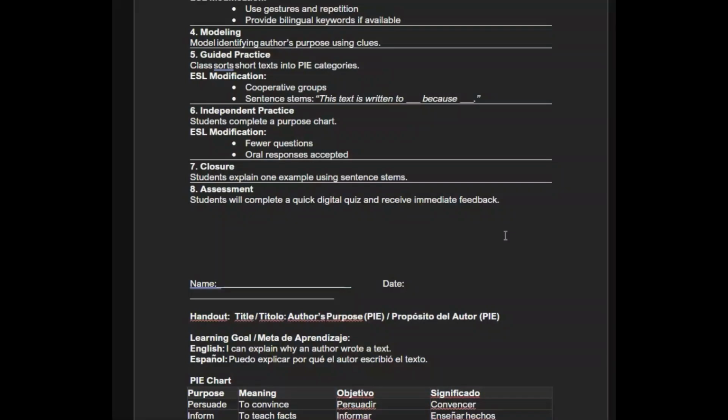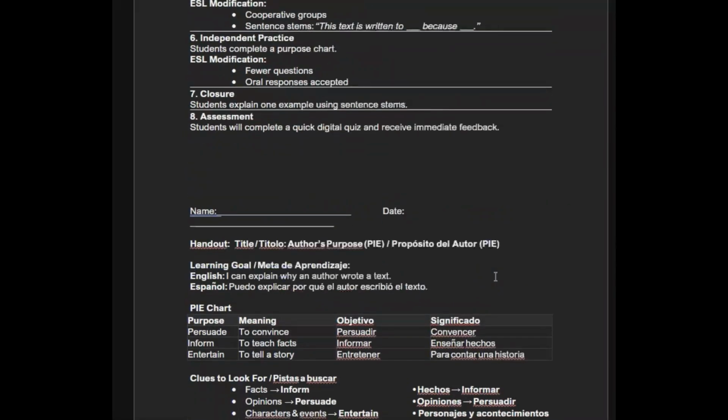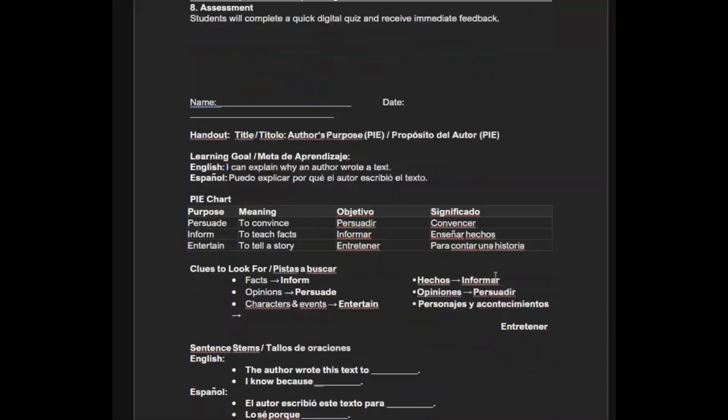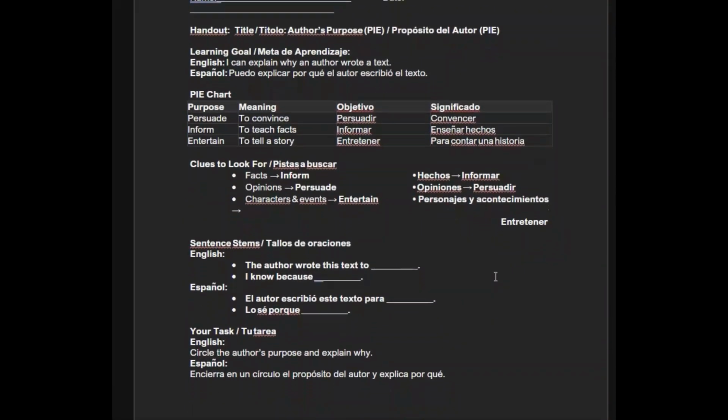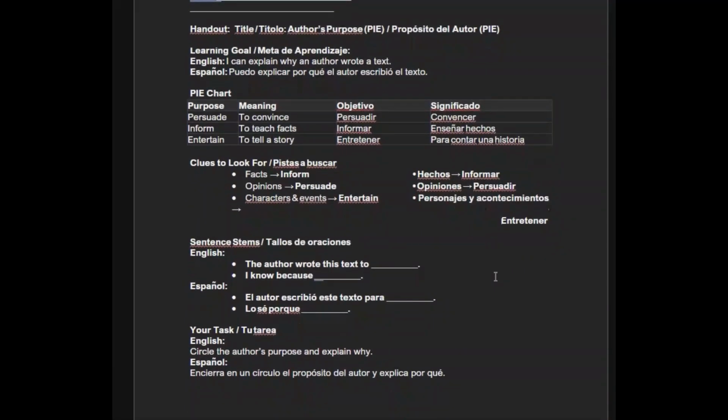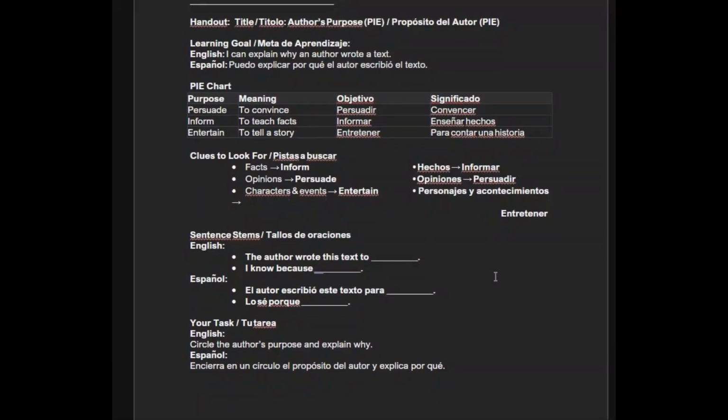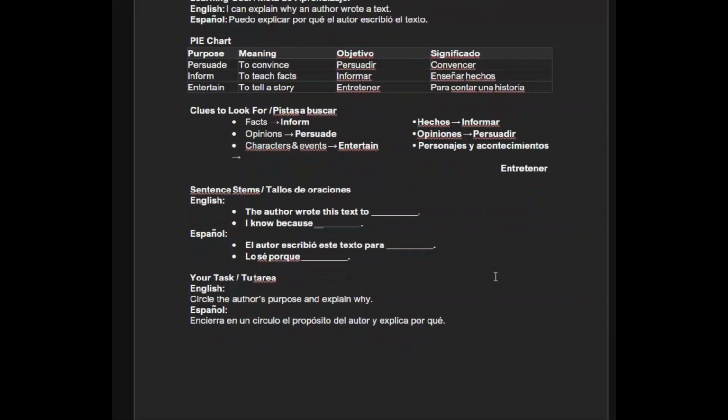For the closure, students are going to explain one example using the sentence stems. And then the final assessment will be to complete a quick digital quiz, and that way they can receive immediate feedback to make sure they understand the content. Again, the handout is bilingual. It's going to give the instructions in both English and Spanish to make sure they understand what PIE stands for and what each one of those things does, what clues they need to look for, and what those clues give us as far as information.